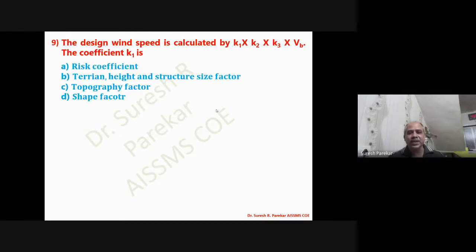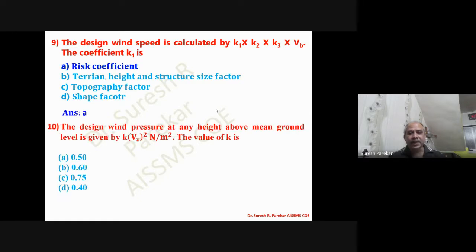The design wind speed is calculated by K1, K2, K3 into Vb. Now the coefficient K1 is known as the risk coefficient. The design wind pressure at any height above mean ground level is given by K into Vz square, Newton per meter square, and the value of K is 0.6. So wind pressure Pz is 0.6 into Vz square. Answer we have that is B.